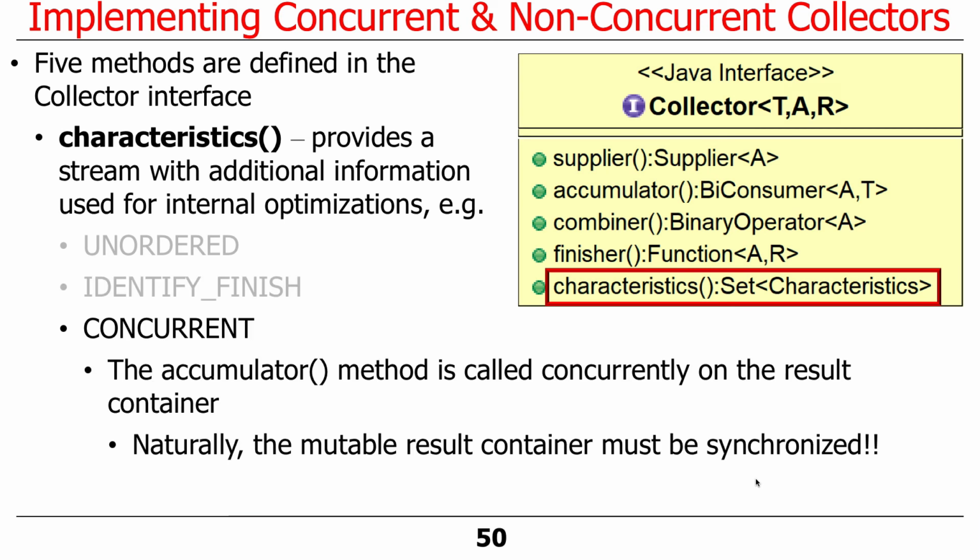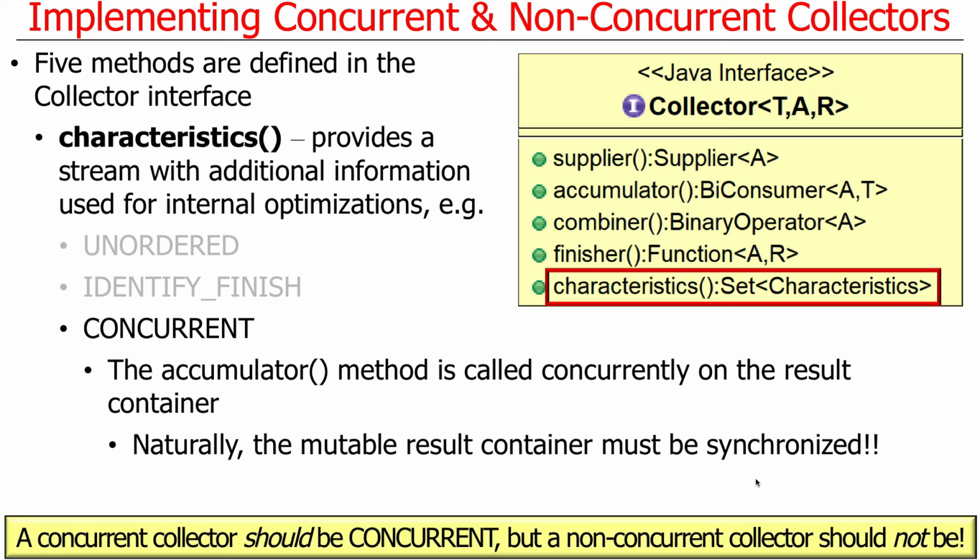Then the next question is concurrent. So what this says is, does the accumulator method get called concurrently on the result container? And if the answer is yes, in other words, if it's a concurrent collector, then it has to be the case that the result container is synchronized in some way, because you'll be accumulating into a common shared result container from multiple threads, and it darn well better be synchronized, otherwise you're going to have corrupted data. So that's what concurrent means.